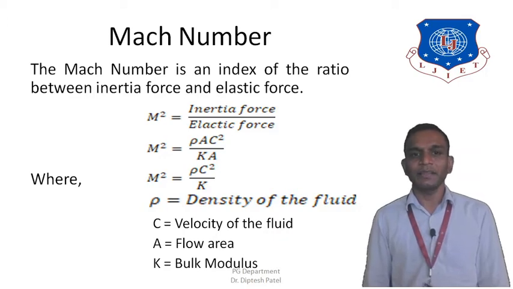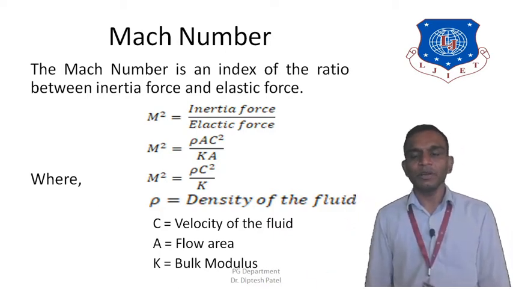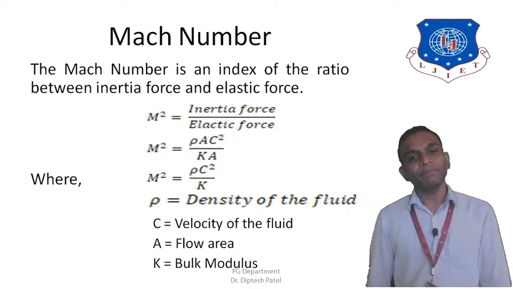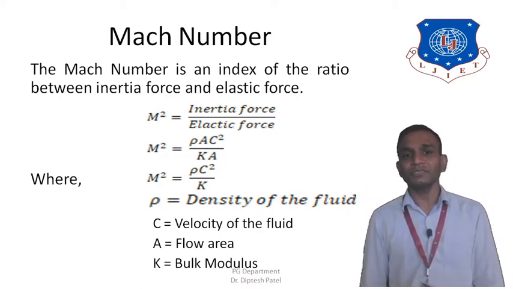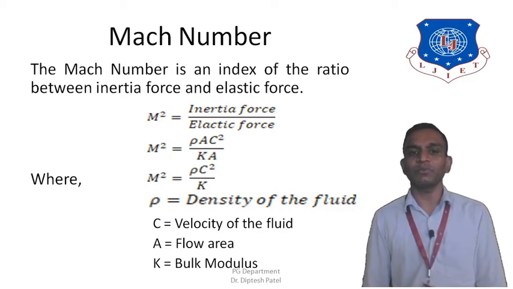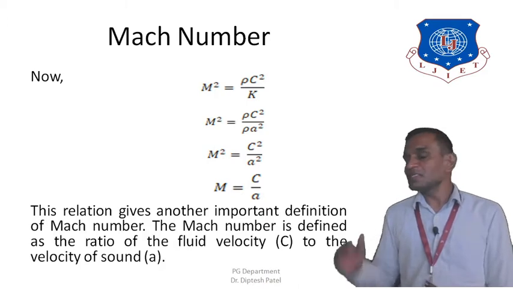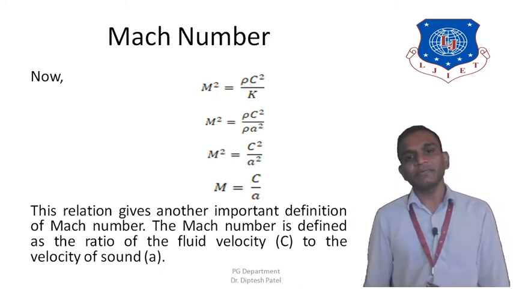Now A can be eliminated from both numerator and denominator, so the equation reduces to M squared is equal to rho C squared divided by capital K. So now I have defined the Mach number, where M squared, the index of Mach number, is equal to rho C squared divided by K. So we reach this position, M squared is equal to rho C squared divided by K.